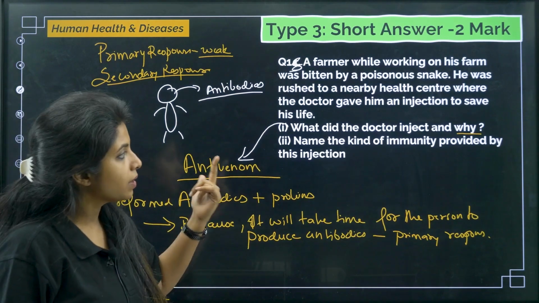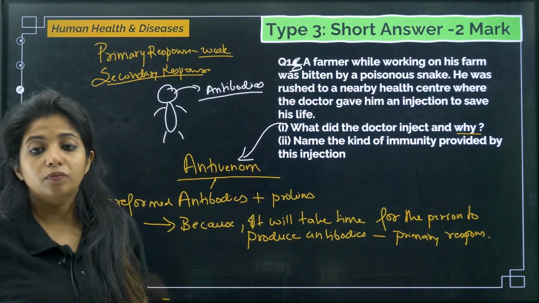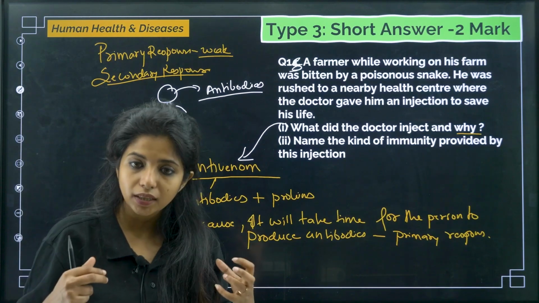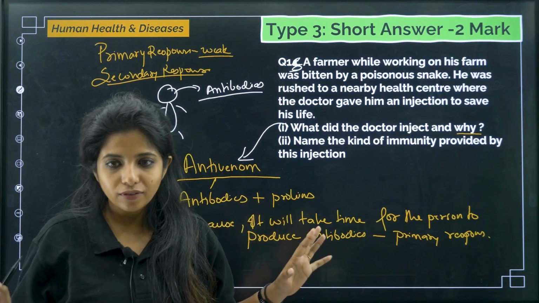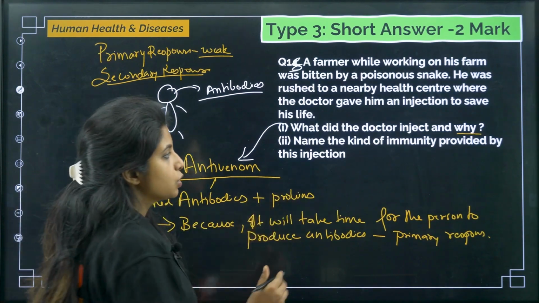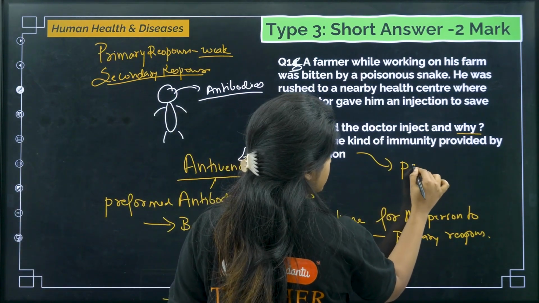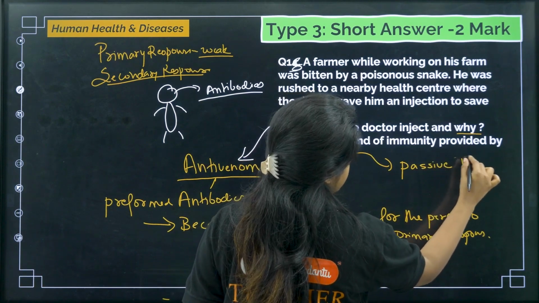Cool. Now next thing, name the kind of immunity provided by this injection. So is your body making the antibodies? No, you're getting it from somewhere. This is passive, this is not active, right? Your body is not actively producing anything. So what do you call this type of immunity? You call this passive immunity, children.